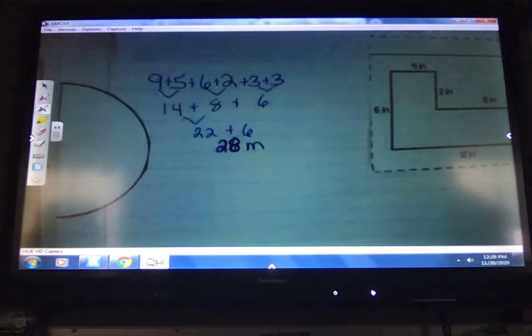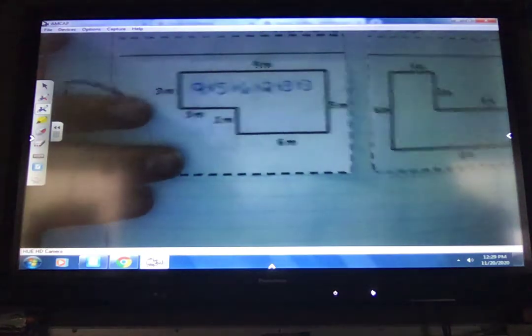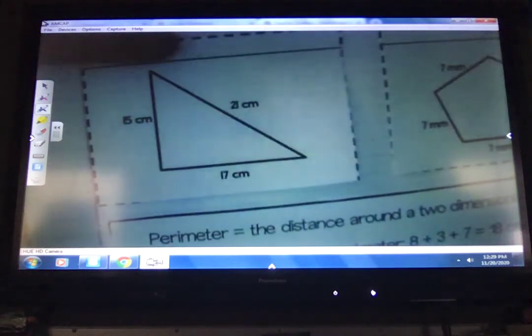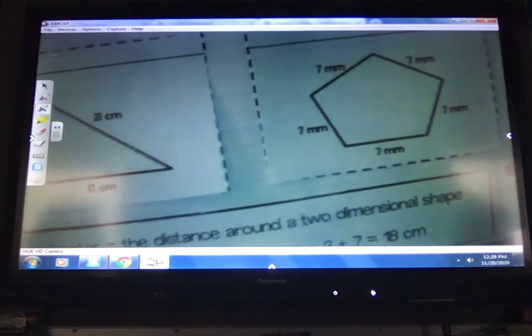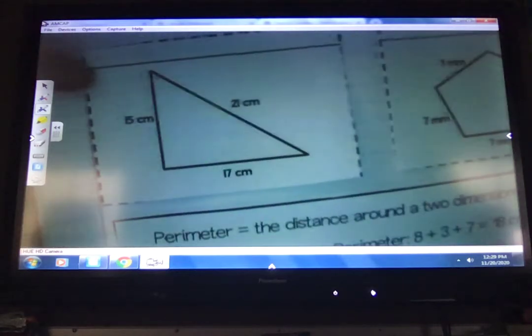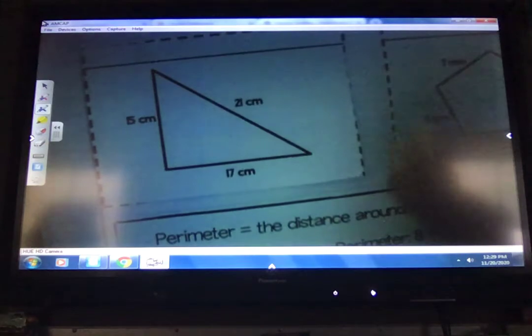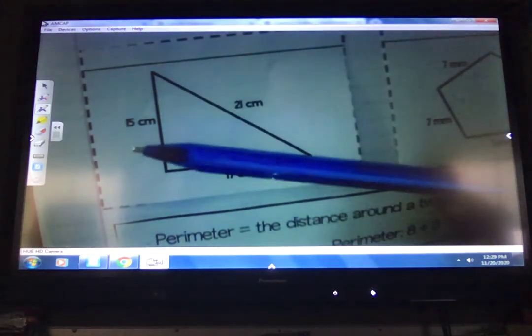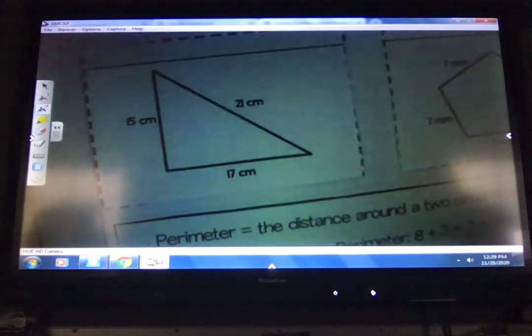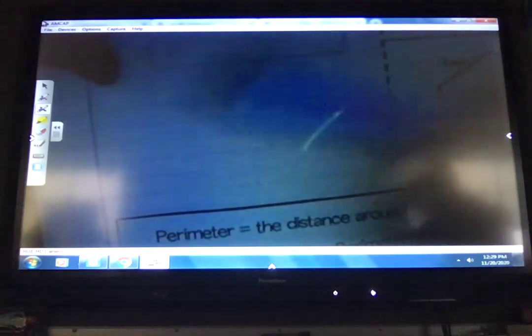I'm going to do one more with you. I want you to do this one by yourself that has the multiple numbers. Down at the bottom, you have a triangle, and you have a pentagon, I believe. I think that's got 5 sides. I'm going to do the triangle with you and then let you finish the other 2. Remember, perimeter, we're walking around the outside of the shape. So we have 15, 17, and 21. Triangles have 3 sides. So I should have 3 numbers.